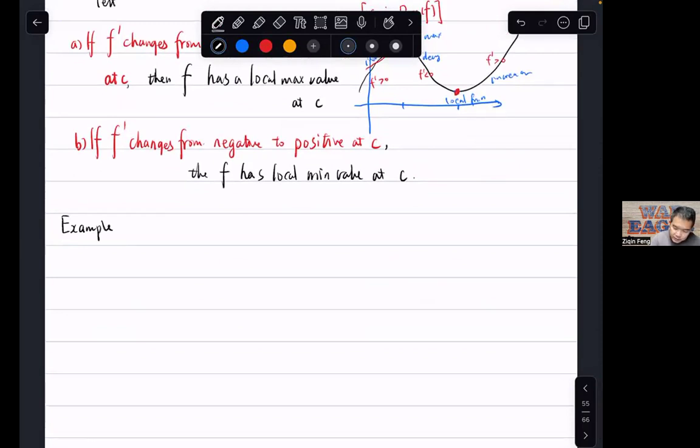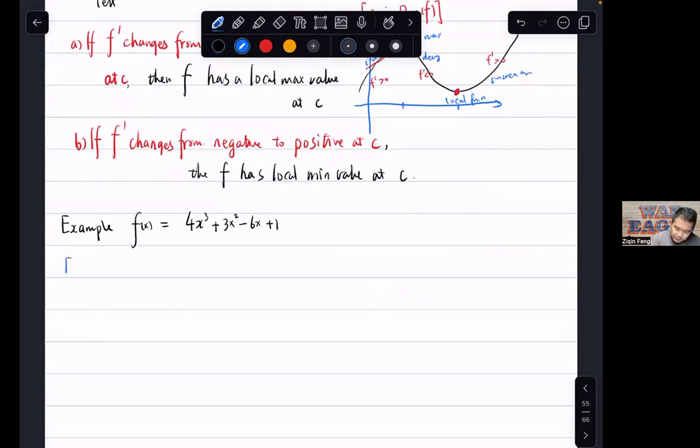We have a function f of x equal to 4x cubed plus 3x squared minus 6x plus 1. So that's a polynomial function, right? We can sketch it. We want to sketch it by discussing the positive and negative sign of the first and second derivative. Let's try to decide the decreasing intervals and also the local extreme values, right?